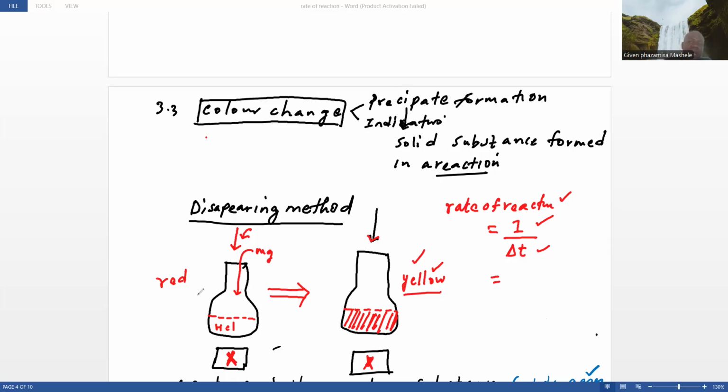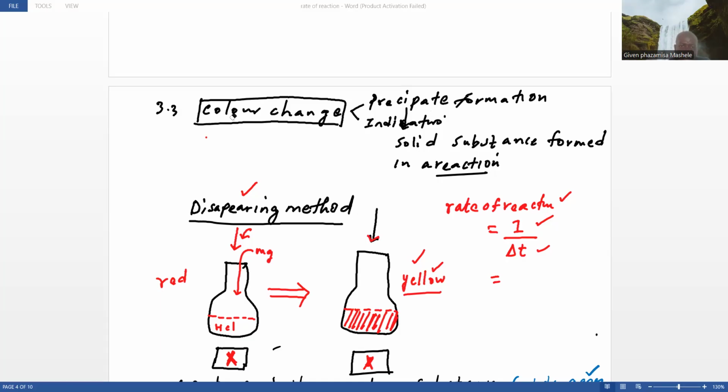Unlike when we are using, what is this? The mass of the changes in mass of the reactants, or what is this? The changes in volume. Very important, ladies and gentlemen. I believe you are following. I think I will explain by using the examples.